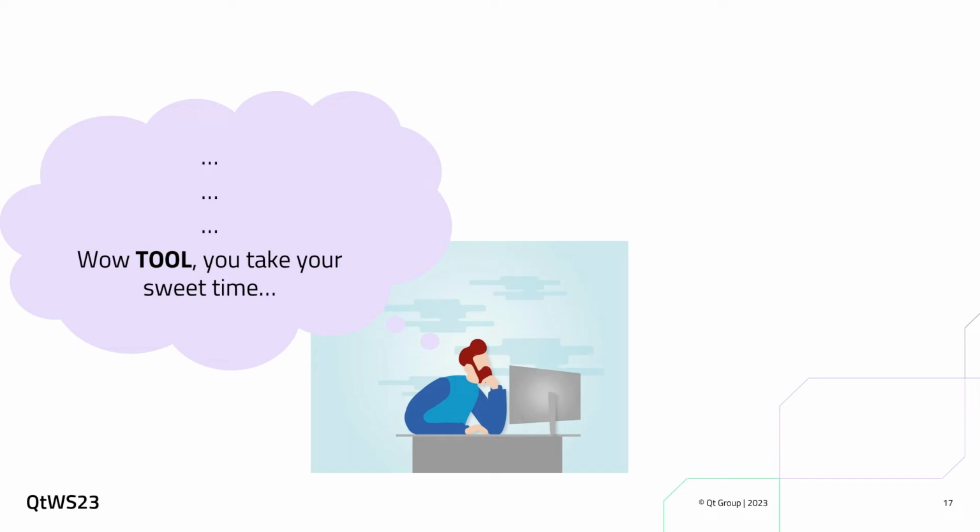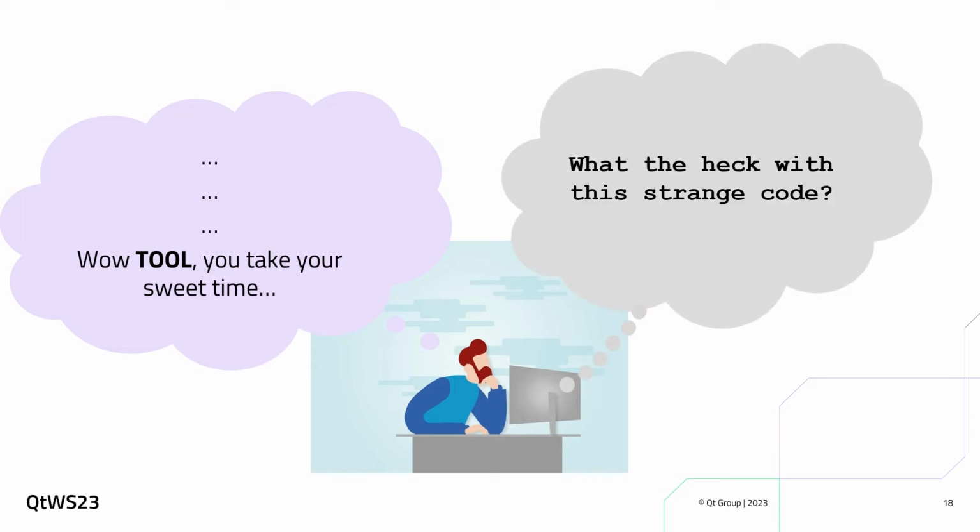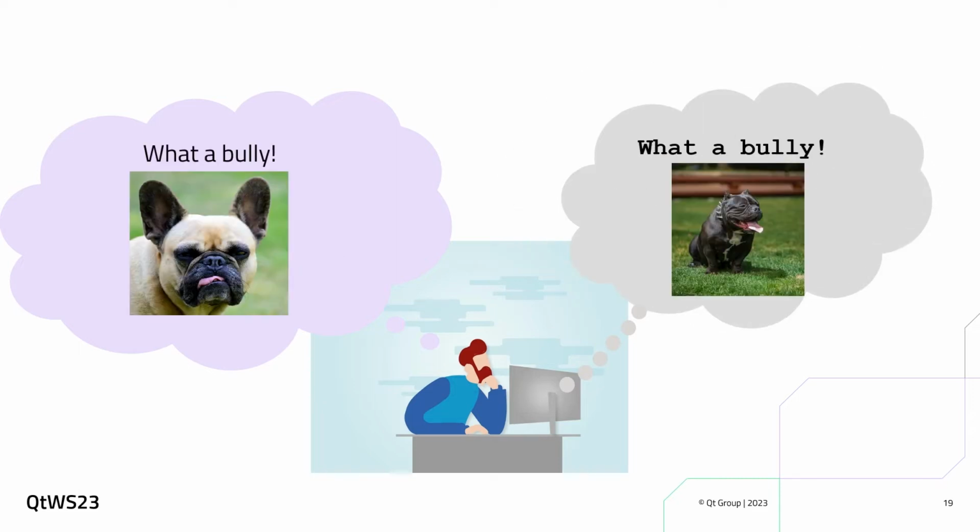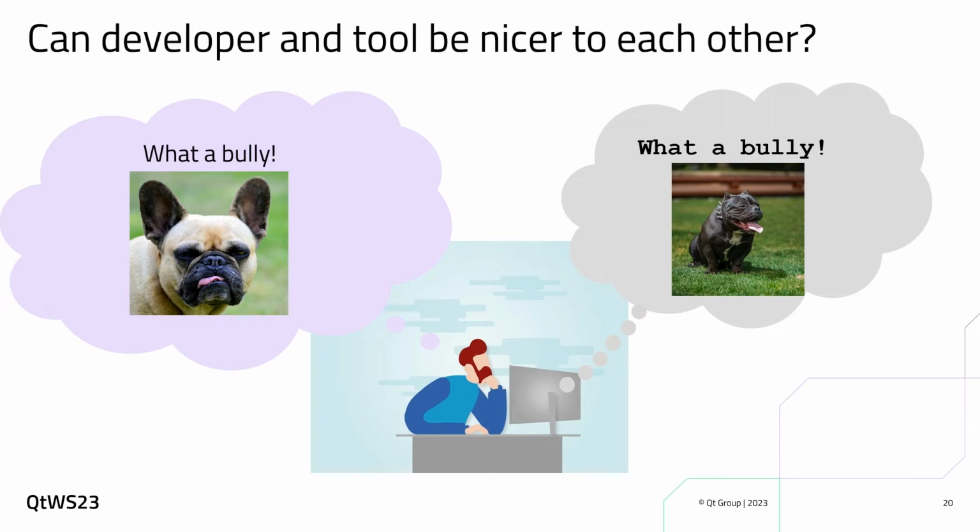But maybe now the tool also thinks something. Maybe it thinks, what's going on here in this code? Why do you demand such strange things from me? Are you trying to make my life difficult? And maybe both think something, what a bully. So maybe the programmer, Bob, thinks that, and maybe the tool thinks that. Could we maybe do something so that they are a little bit nicer to each other?